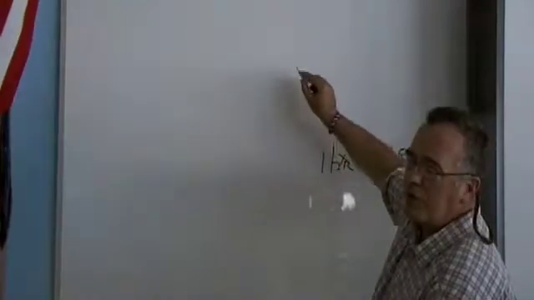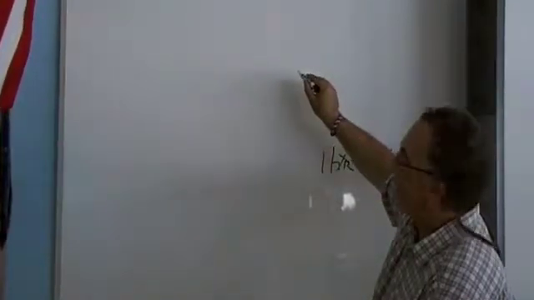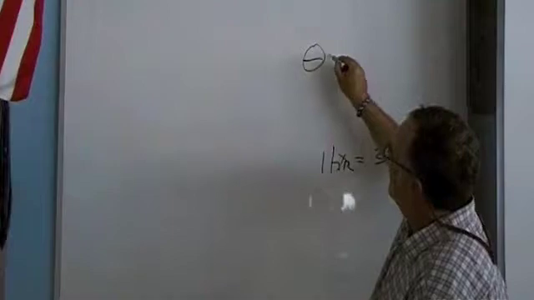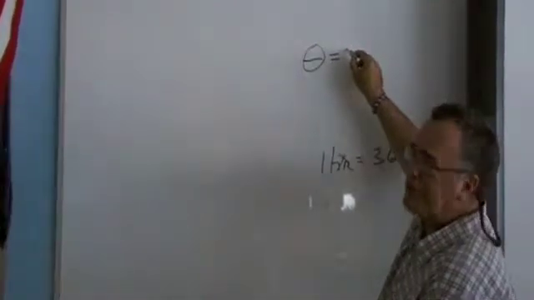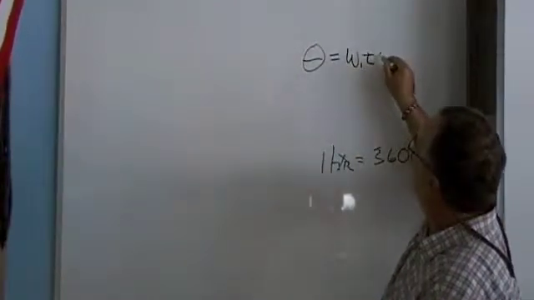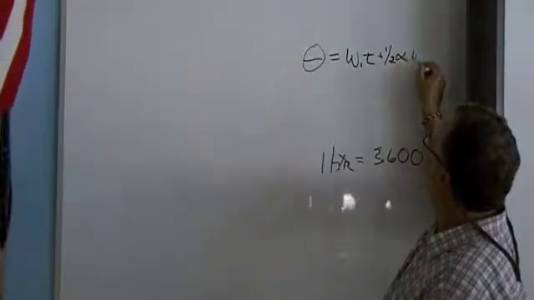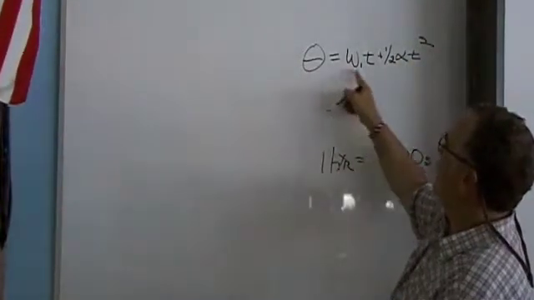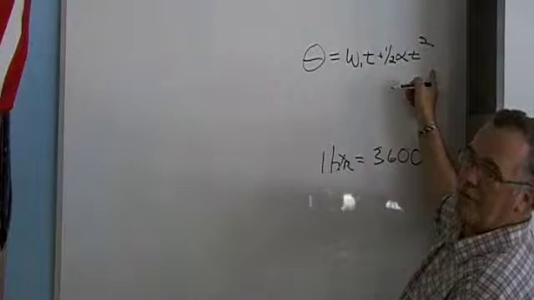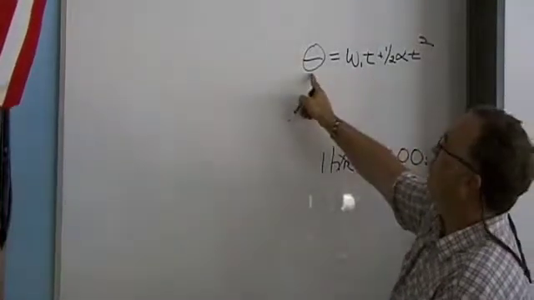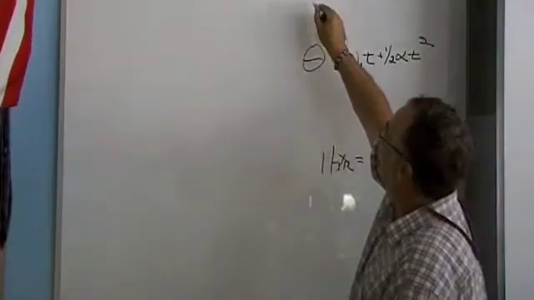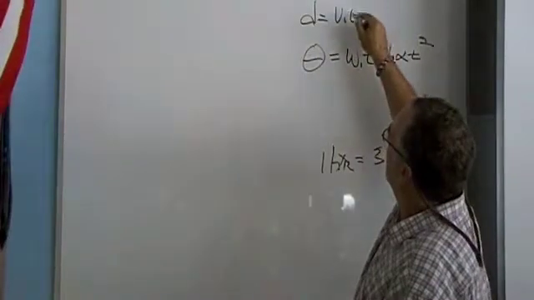Angular displacement. What two equations has angular displacement in it? Theta equals... Does that look familiar? Theta equals omega naught t plus 1/2 alpha t squared. Yes. In a linear world, what is this equivalent to? d equals v naught t plus 1/2 a t squared. Good.